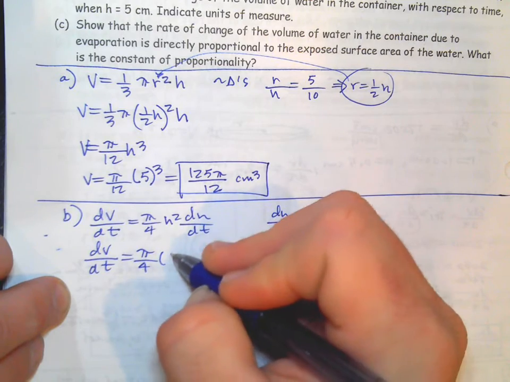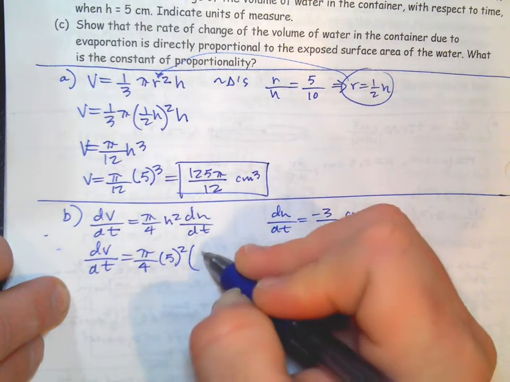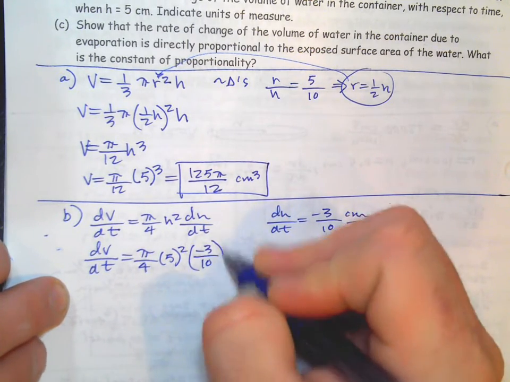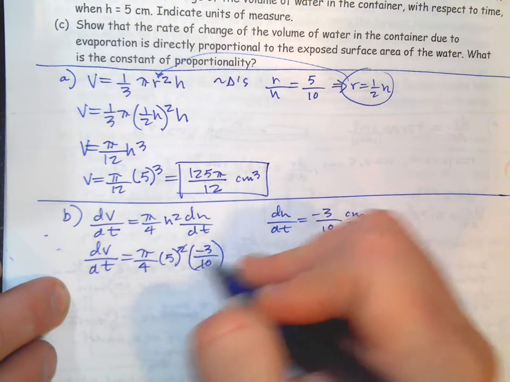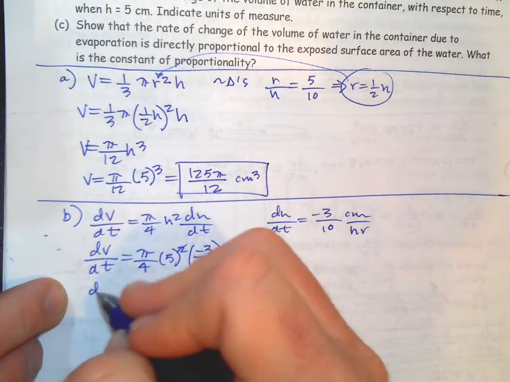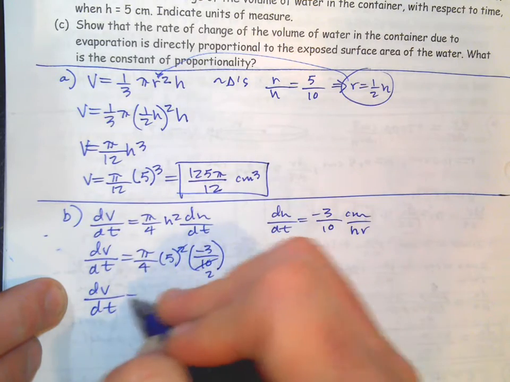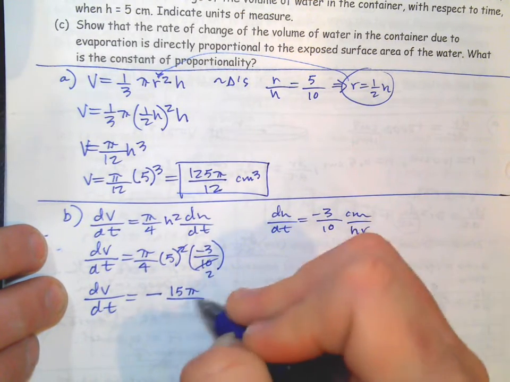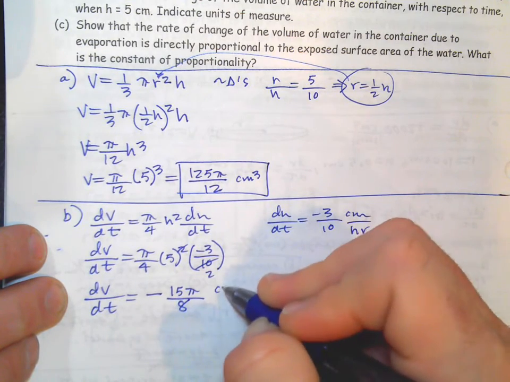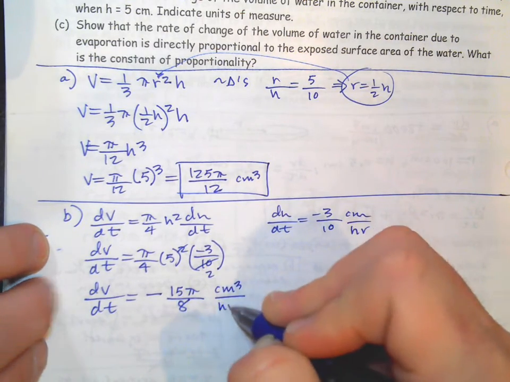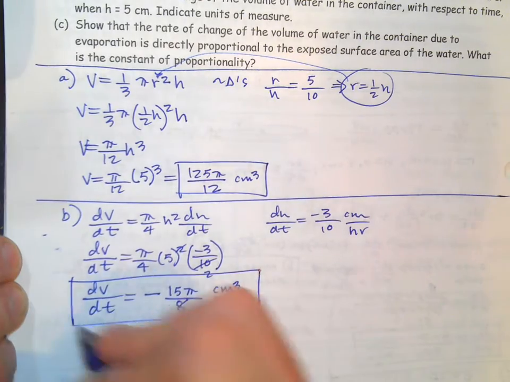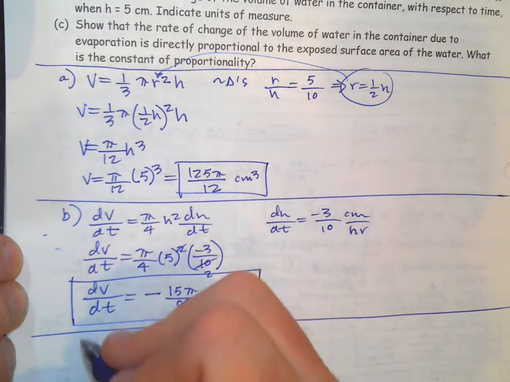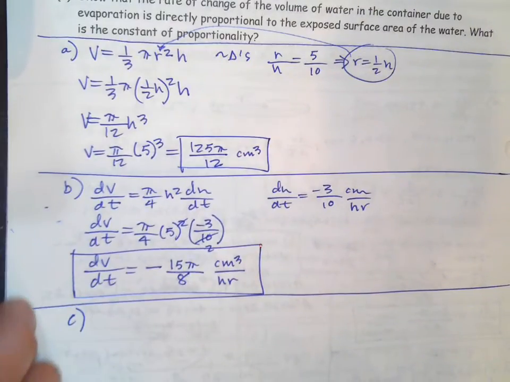So h is 5, dh dt is constant, -3/10. So we get rid of one of these 5s. So dV dt equals -15 pi over 8 cubic centimeters per hour. And it's negative, as we expected, because we're losing water, losing volume.